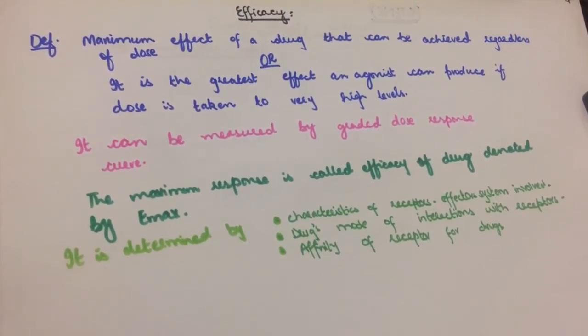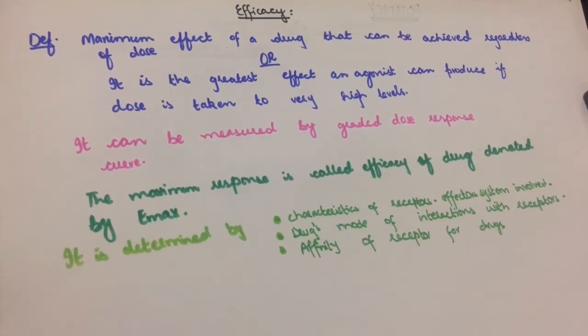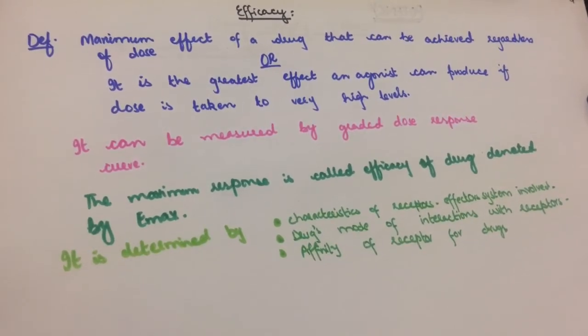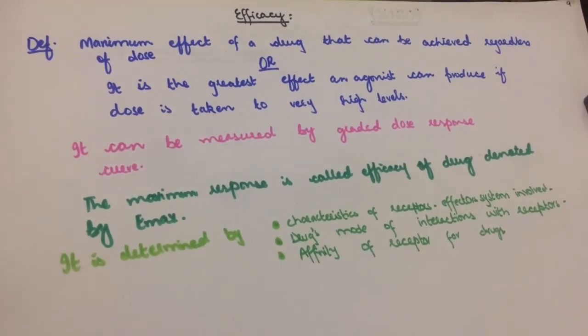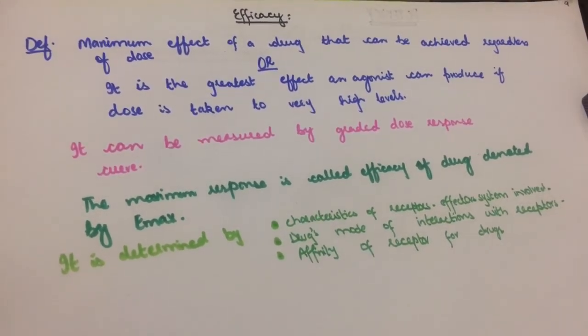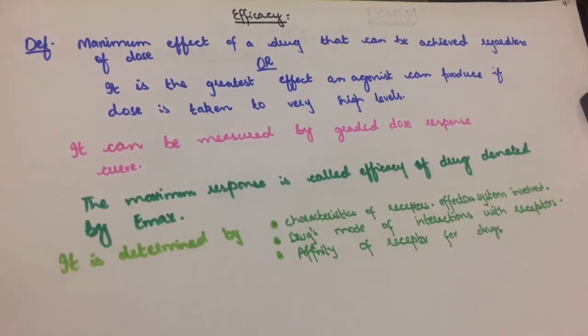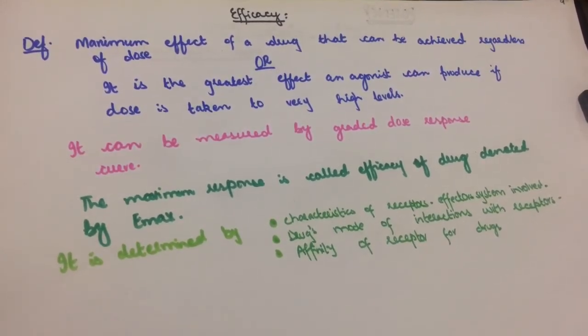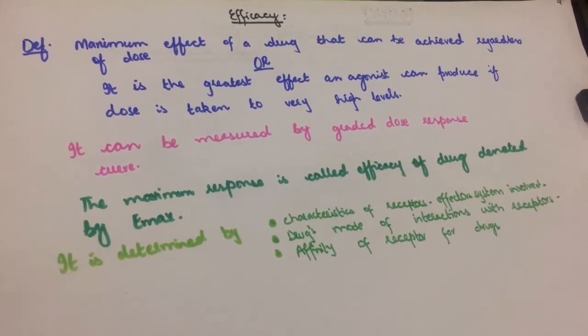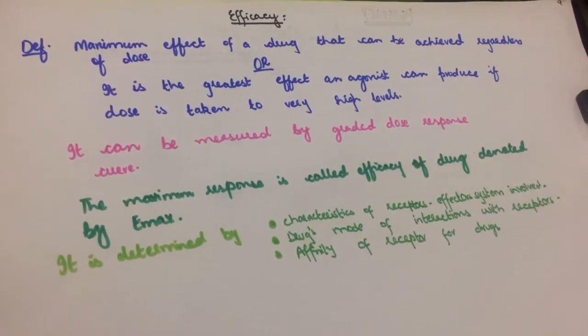In therapeutics, efficacy is a parameter which denotes extent or degree of an effect that can be achieved in the intact patient. It can be measured only by graded dose response curve. An agonist, when combined with the receptor, produces a response, and as the dose is increased, response also is increased, till a maximum effect is produced. At this point, the response remains the same even when the dose is increased, and the maximum response is called efficacy of drug, and it is denoted by Emax.